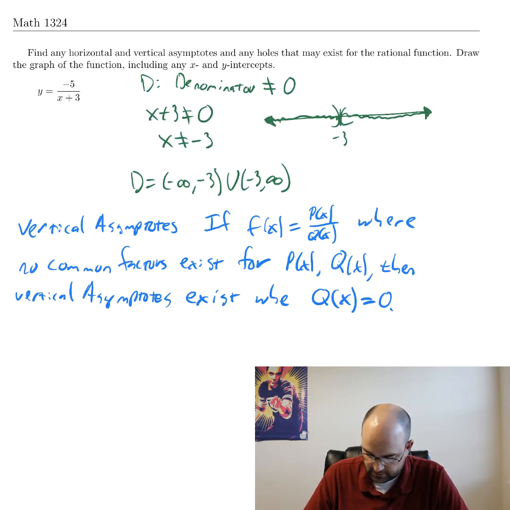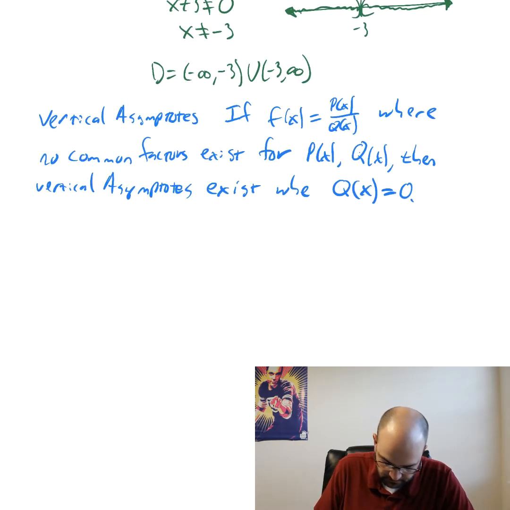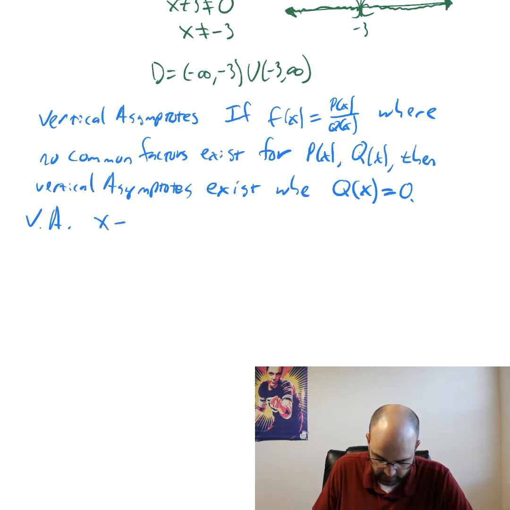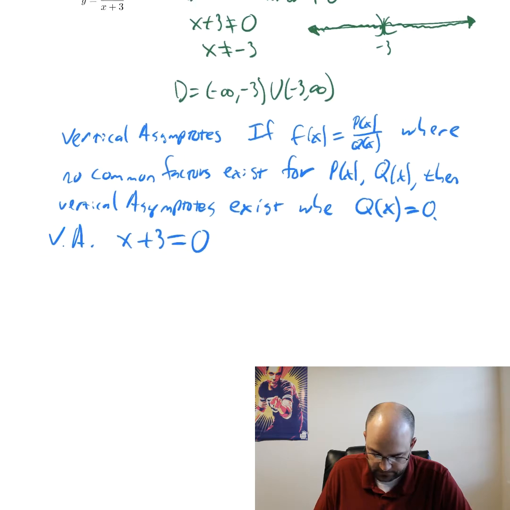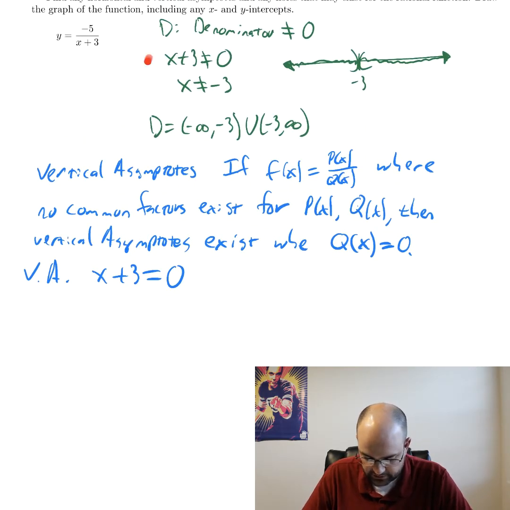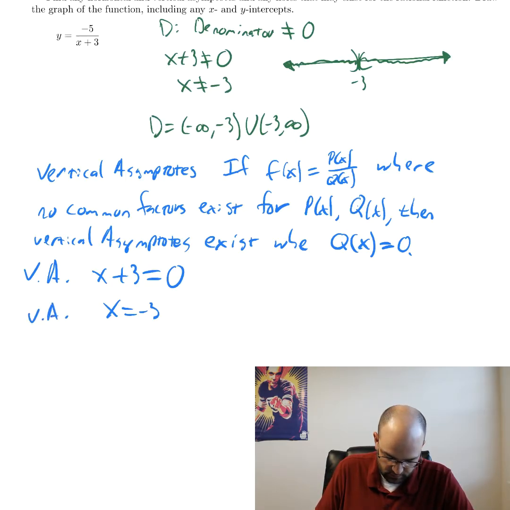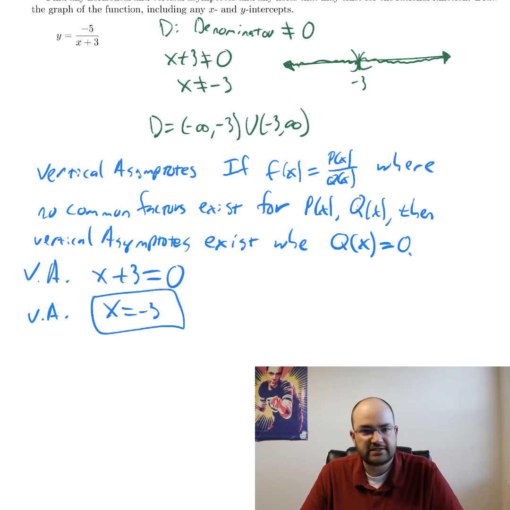For this particular question, you should notice that negative 5 in the numerator, x plus 3 in the denominator, there is no common factor. And so the vertical asymptote appears wherever x plus 3 is equal to 0. It's very similar to the domain here. So x plus 3 equals 0, solve for x, you get x equals negative 3. So the vertical asymptote, abbreviated as VA, is x equals negative 3.